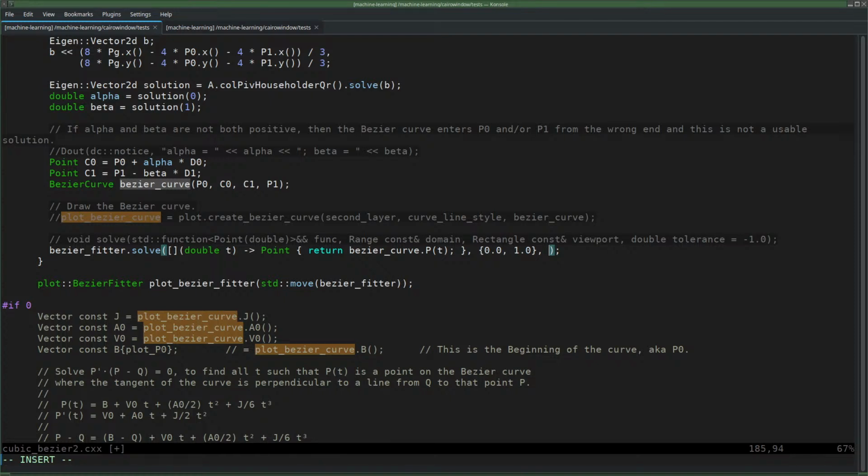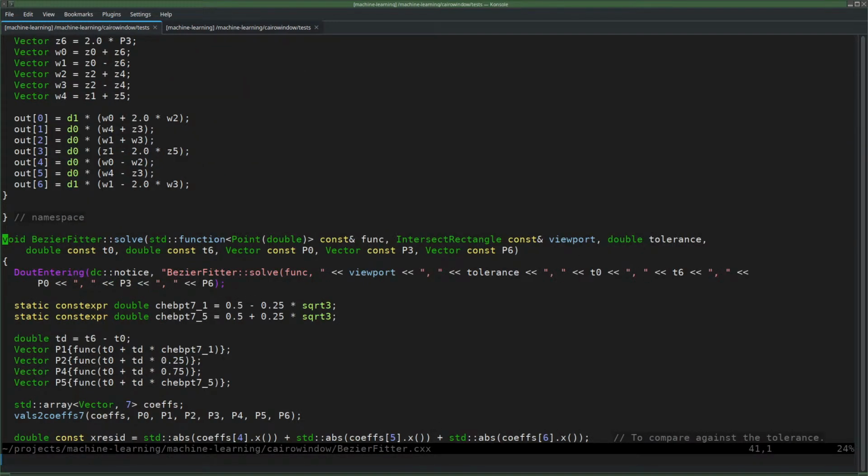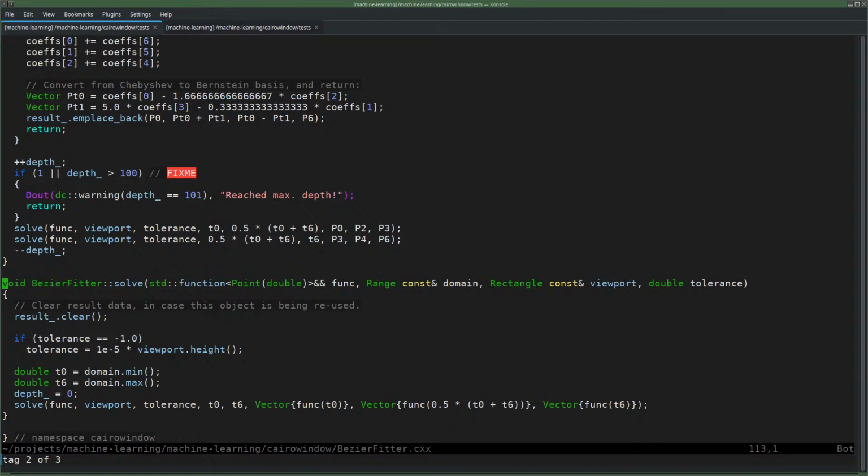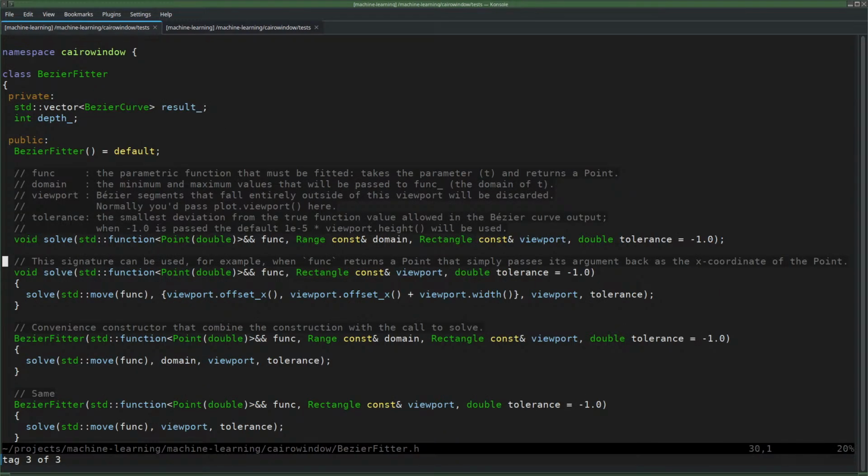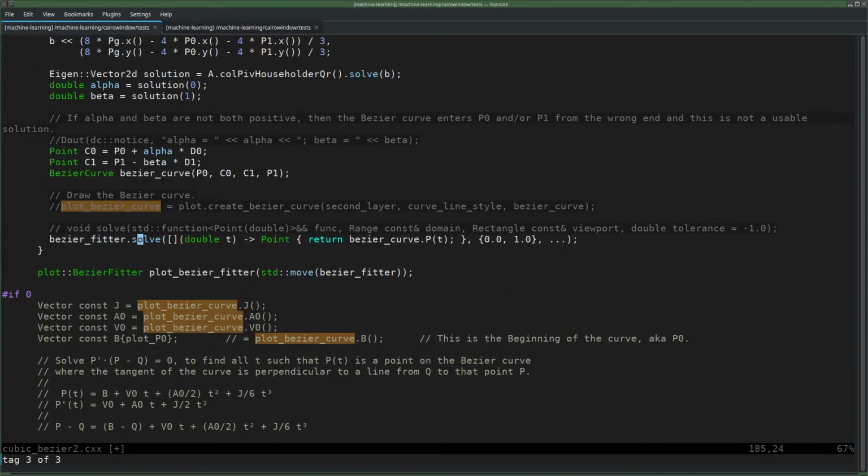I have no idea what to pass as viewport. I think the description said what it was: Bezier segments that fall entirely outside of this viewport will be discarded. Normally you would pass plot viewpoint. Oh, that is the, yeah. It's not in pixels. That is just the axis that you see.